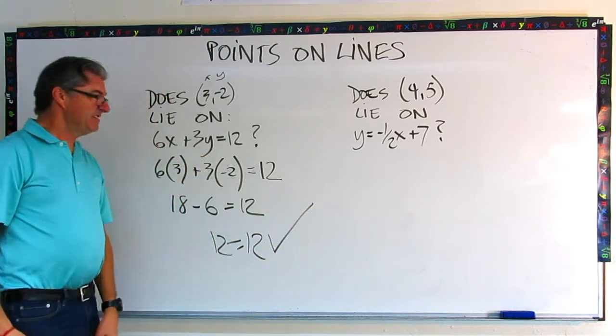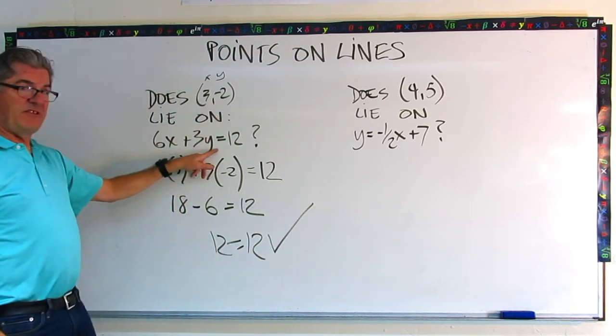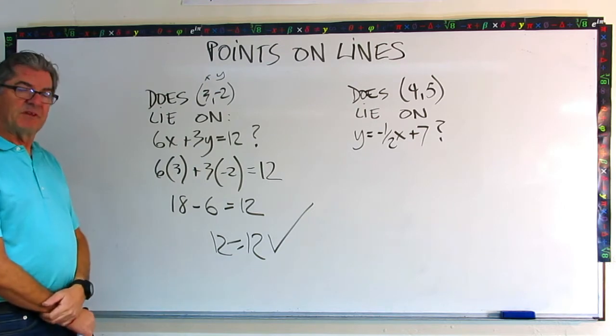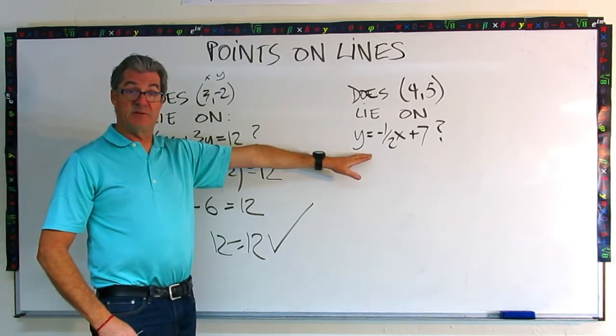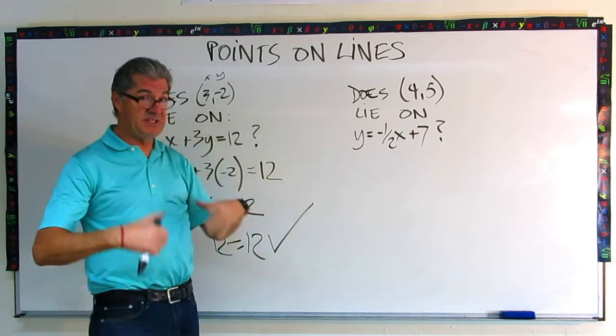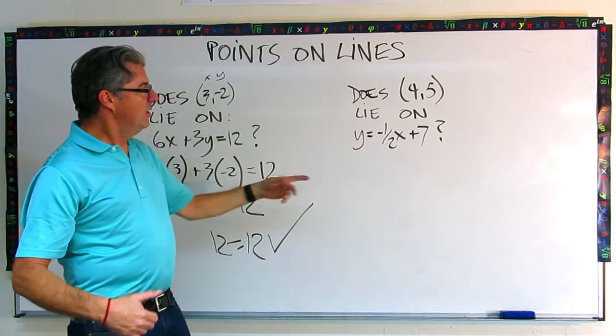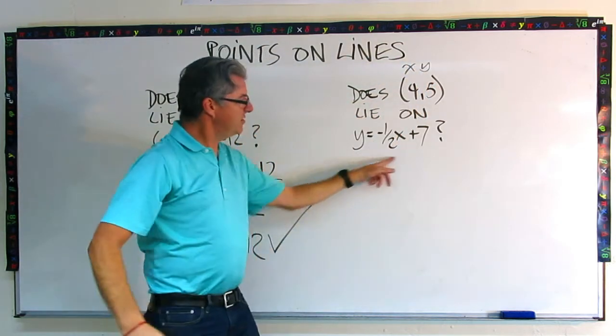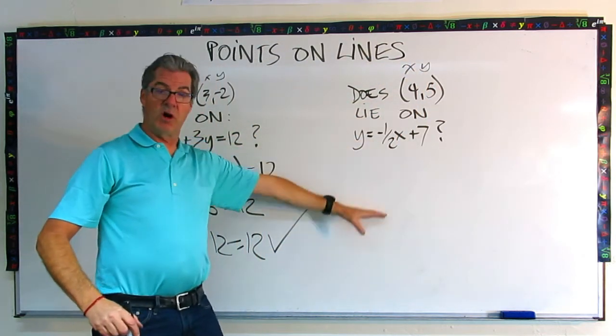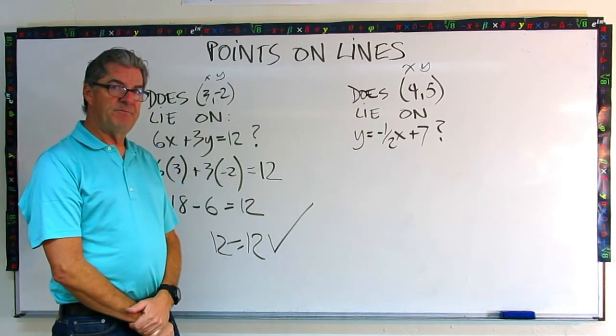So that's a yes. This point lies on that line, and we tested it. Okay, now this one is a little different. I've put the equation in gradient intercept form, but it's still the same test. So you can plug in the x and the y, x, y into this equation in the correct spot, and it should work. So go ahead and pause the video, see what you get.